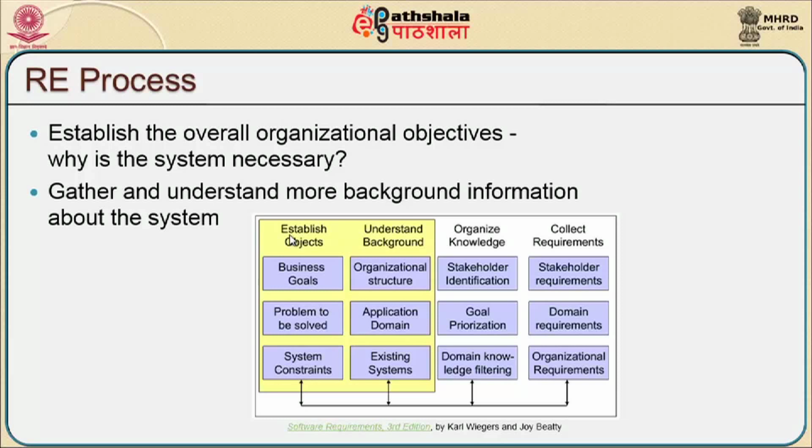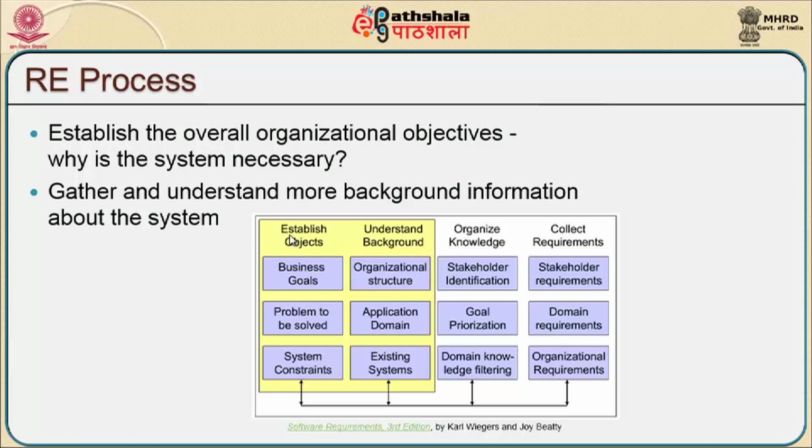After we complete this knowledge organization, we may have to go in for collecting the different requirements. We will collect requirements from the stakeholders, from the domain, and we will have organizational requirements also. So these kinds of requirements are adopted from different phases. All these 4 phases which we have given are interlinked together, so that at any point in time we can switch between the states.